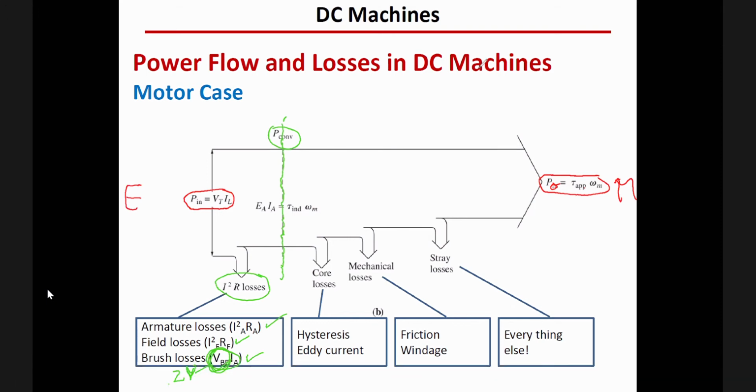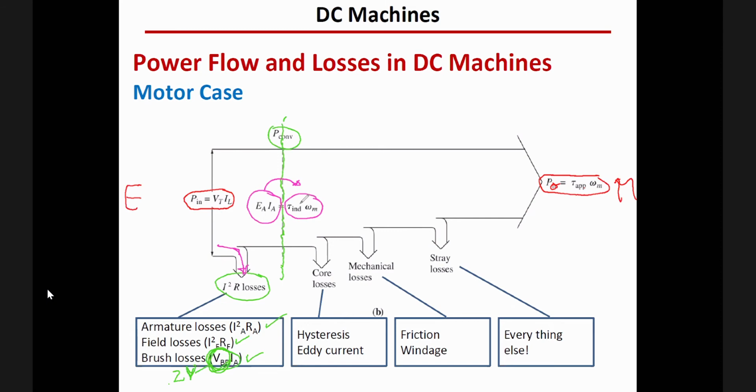So these are all the electrical losses on the electrical side. After we extract all the losses here, we have the remaining, which is called the developed power, equal to E_A I_A. And this developed power is now converted to the mechanical side. The amount on the mechanical side is equal to T induced, this is torque, times omega M.